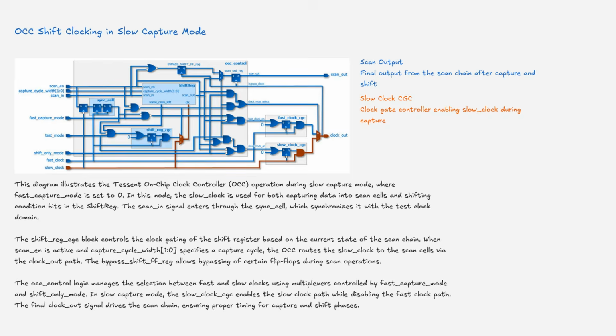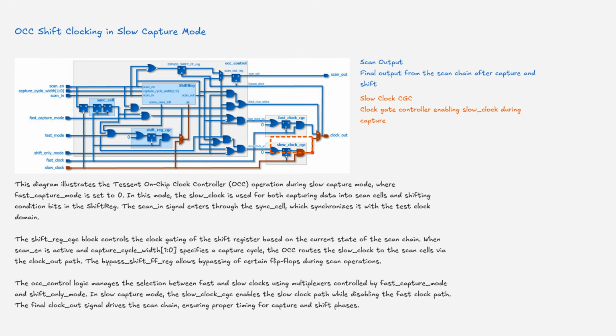This diagram illustrates the Tessent On-Chip Clock Controller, OCC, operation during slow capture mode, where fast capture mode is set to 0. In this mode, the slow clock is used for both capturing data into scan cells and shifting condition bits in the shift register. The scan-in signal enters through the sync cell, which synchronizes it with the test clock domain. The shift register clock gating control block controls the clock gating of the shift register based on the current state of the scan chain.